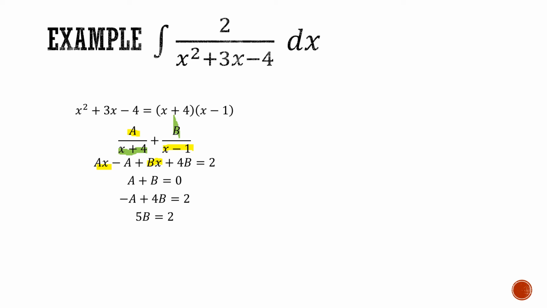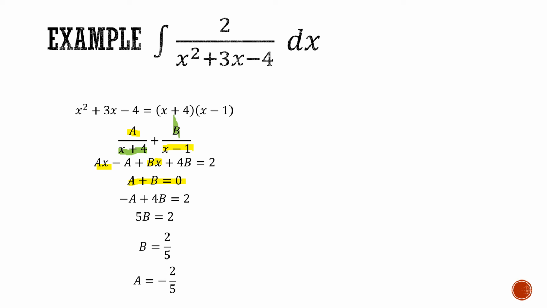Now solving that system of equations by adding the two equations together, the a's are going to cancel out. I have b plus 4b, which is 5b, and then 0 plus 2 is 2. So b has to be 2/5. Now if b is 2/5, by default a has to be -2/5 because a plus b in this equation had to equal 0. So a is -2/5.